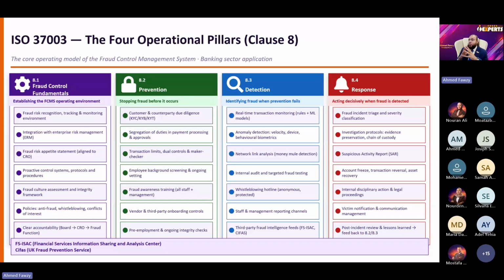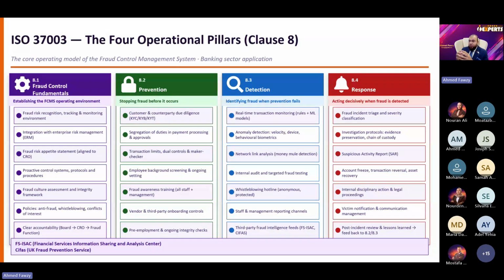Segregation of duties in payment processing and approval. It doesn't make sense to have both on the same person. Transaction limits. Yeah, it makes sense to have transaction limits. Why allow one transaction to transfer $4 billion? You have to set specific limits. Dual controls, maker checker, four-eyes concepts. All of this must be great. In the PCI DSS, we require employee background checks. Now, background screening and ongoing vetting are extremely important.